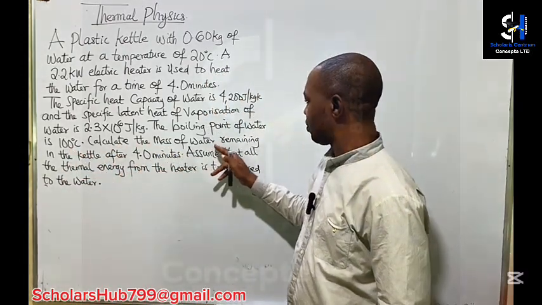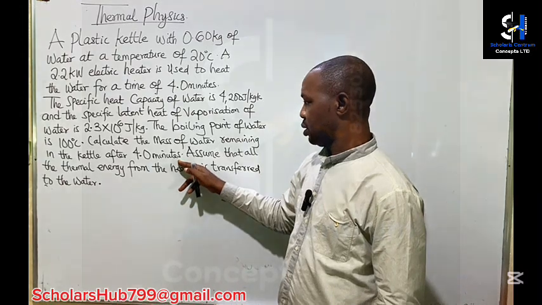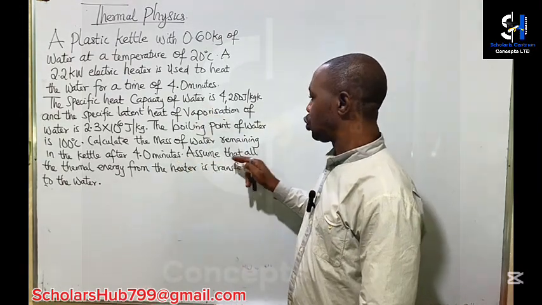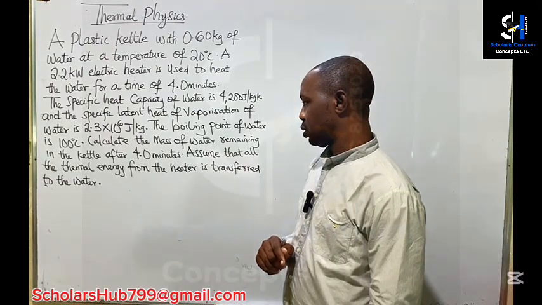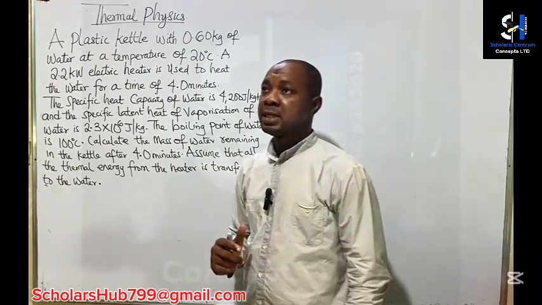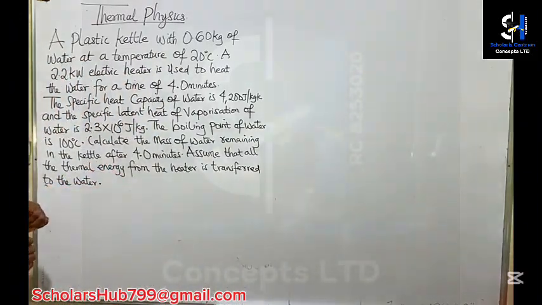So we want to calculate the mass of water remaining in the kettle after 4.0 minutes. Assume that all the thermal energy from the heater is supplied to the water. Now this is how we're going to solve this question.